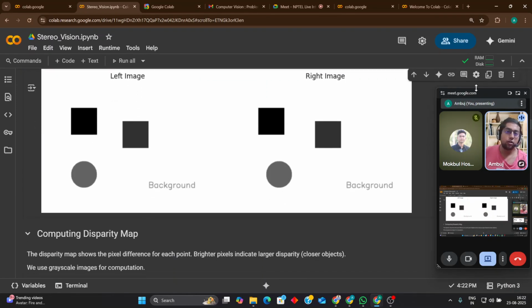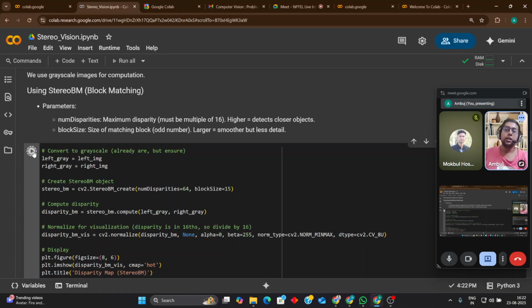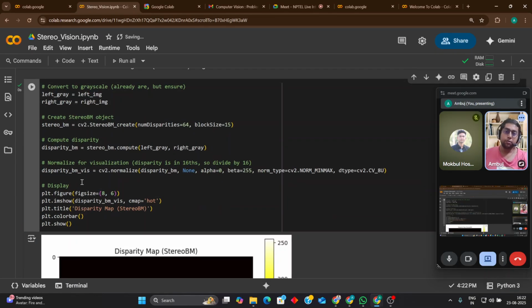I explained how I obtained the left image and how I obtained the right image. Then I am computing the disparity map. How am I doing it? First of all, I am converting both the images to grayscale. Then I am creating a particular object. Then I am computing the disparity. Then I am normalizing. All the functions are predefined. This is the particular case.